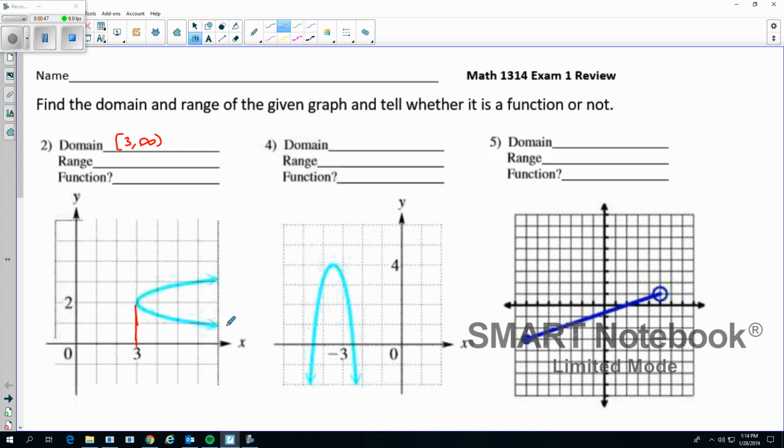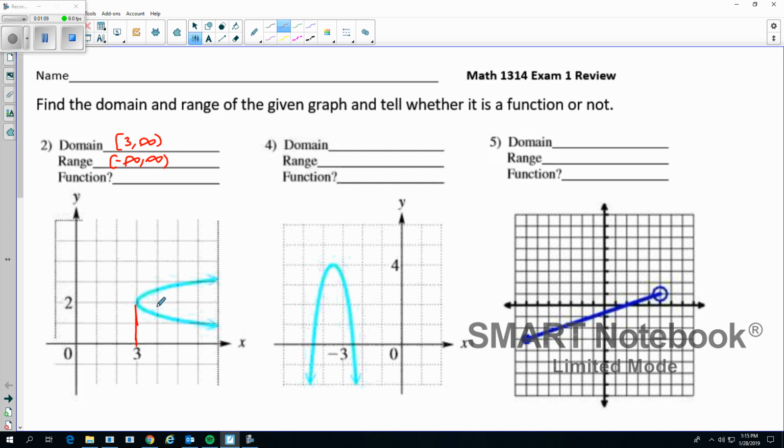Range. Okay, so in this case, a lot of times students will say, oh, it goes from 1 to 3. Well, these arrows indicate that it's going to continue going down, and then this arrow indicates it's going to continue going up, actually. So our range actually is going to be all real numbers, from negative infinity to positive infinity.